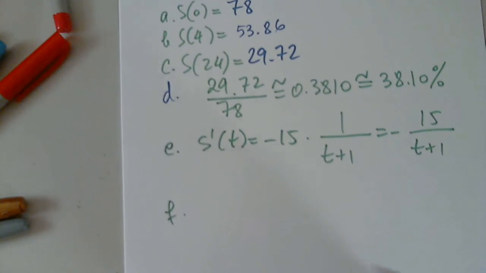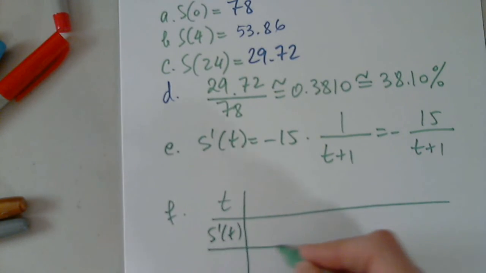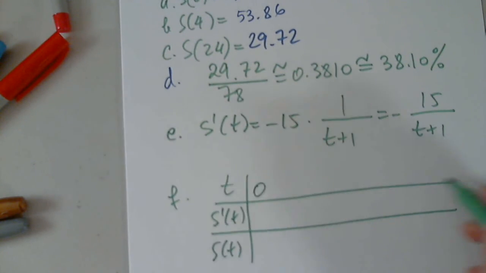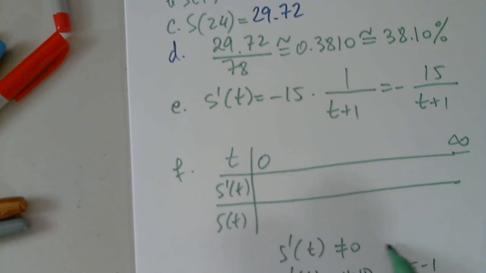Okay. So t, S prime of t, and S of t. 0 to infinity. Well, you know what I mean. It's not really infinity. There are no critical numbers. S prime of t is never 0. A fraction is 0 if the top is 0, but 15 cannot be 0. So is this undefined? Yes, but at -1. And -1 does not fit in greater than or equal to 0.